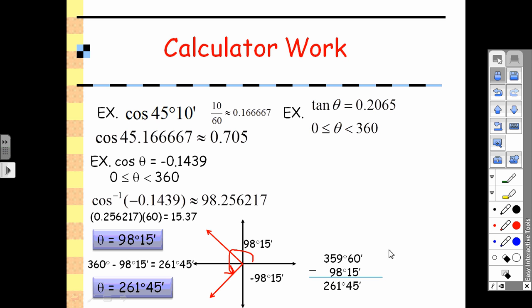All right, so the rule of thumb here is that each time you are doing the inverse of one of your trig functions, you need to graph it out, look at the interval, look at the quadrants that they're either positive or negative in, and figure out your second answer. And that's going to be the hard part.